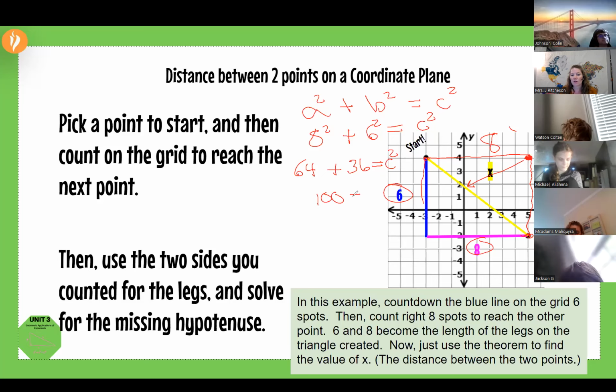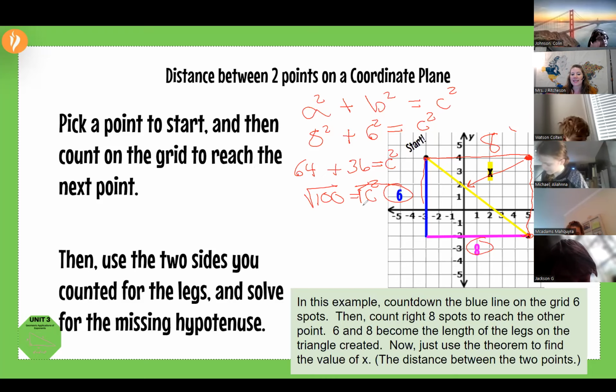Exactly right. So does that mean C is 100 units long? No, C squared is though. So how do we find the square? How do we get C by itself? What do we do to both sides? We find the square root. Exactly right. So the square root of C squared is C.